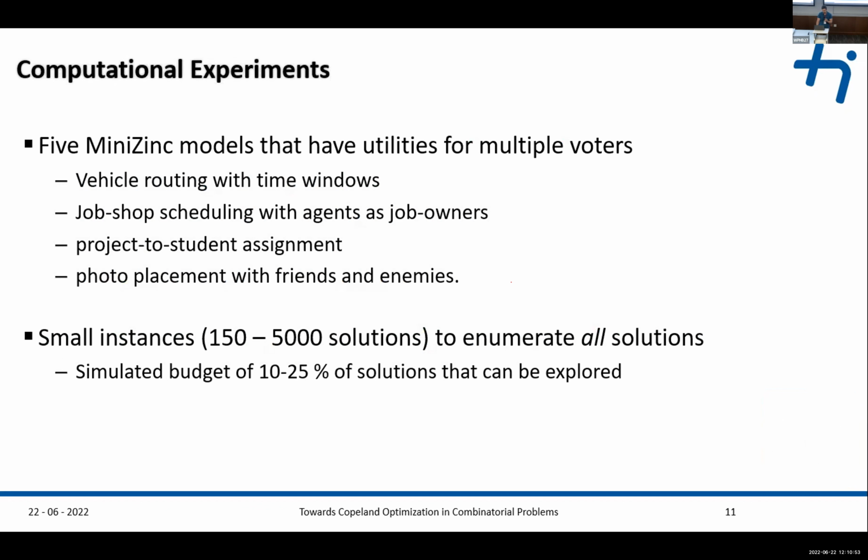We evaluated those models on a couple of classical combinatorial problems that we adapted to this multi-agent setting. It was vehicle routing with time windows, where we had preferences for the individual participants. Job scheduling, where some of the agents were job owners and wanted to maximize their jobs. Project to student assignment, or photo placement, where you'd like to be close to your friends and far away from your enemies. And we dealt with pretty small instances to have oracles that tell us how close we are in terms of the Copeland score.